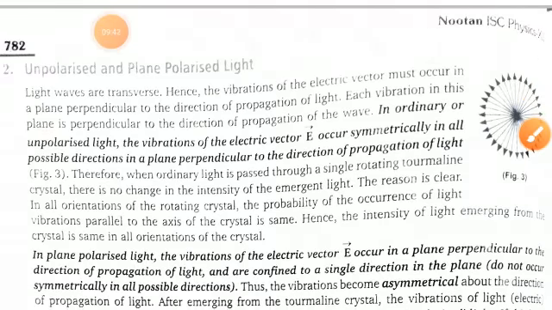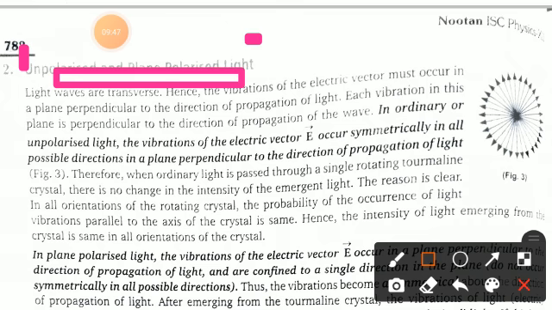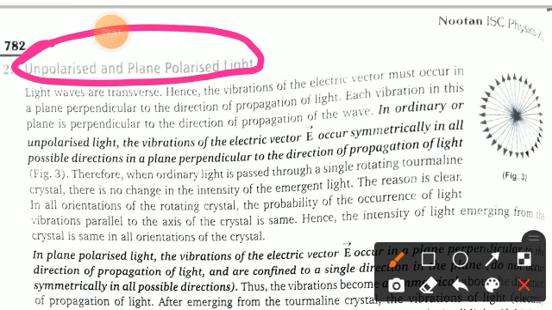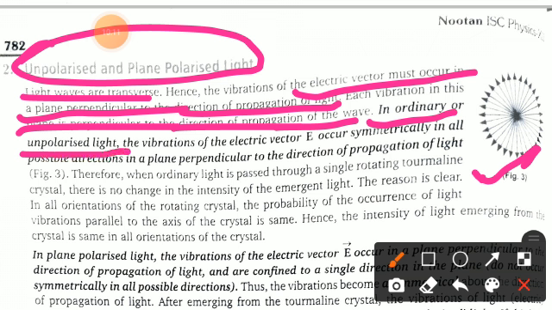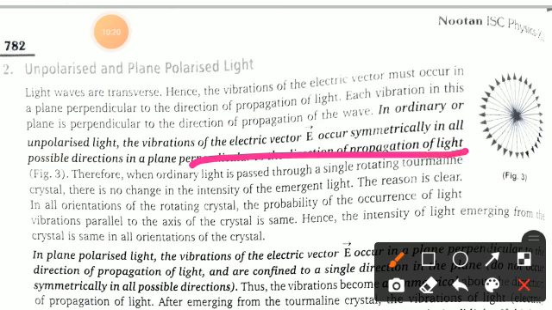Now we are coming to the second one: what is unpolarized and plane polarized light. Light waves are transverse, as you know very well, I told you. Hence the vibration of the electric vector must occur in a plane perpendicular to the direction of propagation of light. Now each vibration in this plane is perpendicular to the direction of propagation of the wave. From figure number 3, you can see that in ordinary or unpolarized light, the vibrations of the electric vector E occur symmetrically in all the possible directions in a plane perpendicular to the direction of propagation of light.